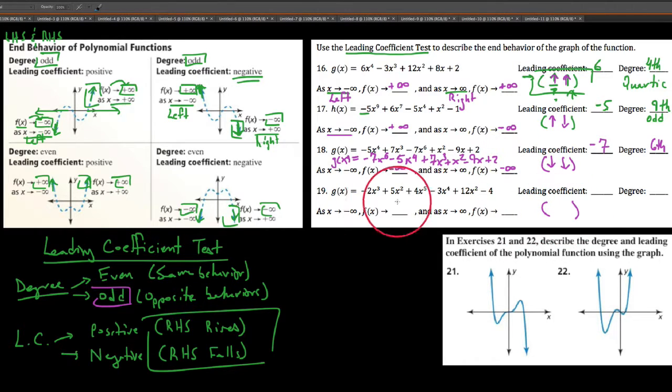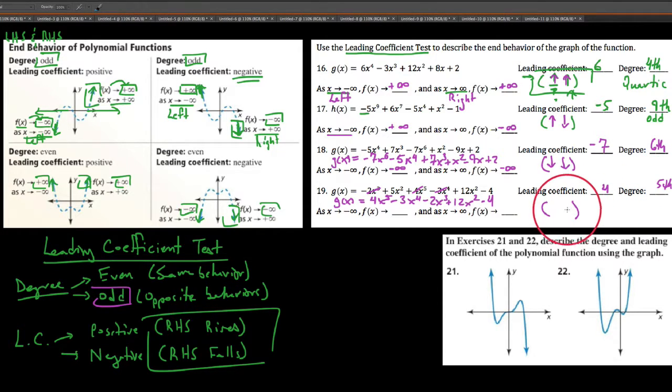And then for this one here, you should have determined that this also is not in standard form. We'd have to rewrite this in standard form first. So we would have 4x to the 5th, okay, 4x to the 5th. Looks like minus 3x to the 4th. We'd have minus 2x to the 3rd, plus 12x squared minus 4. So our leading coefficient here is 4, and our degree is 5th degree.